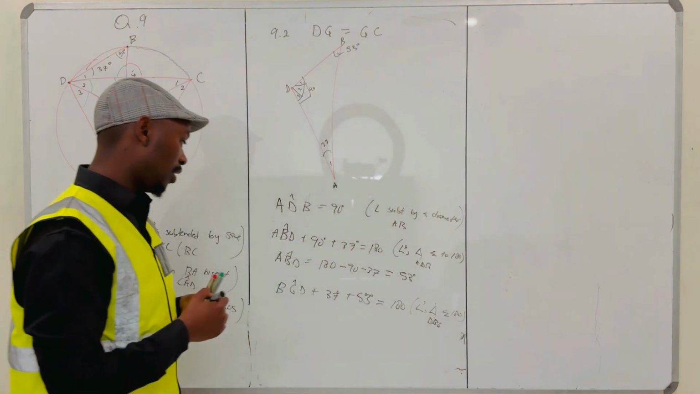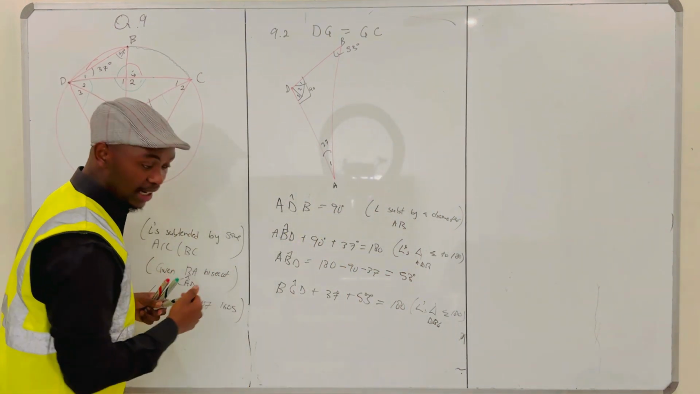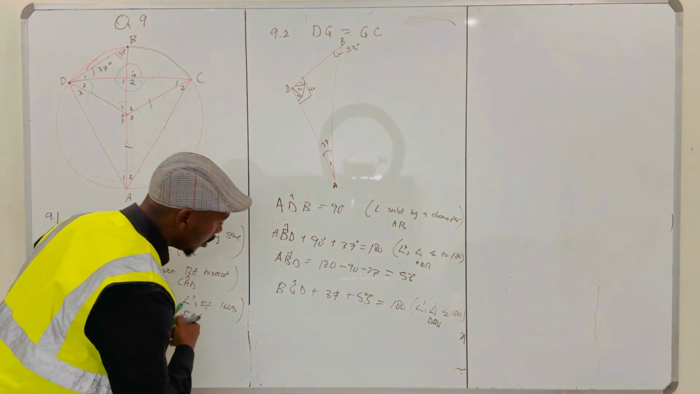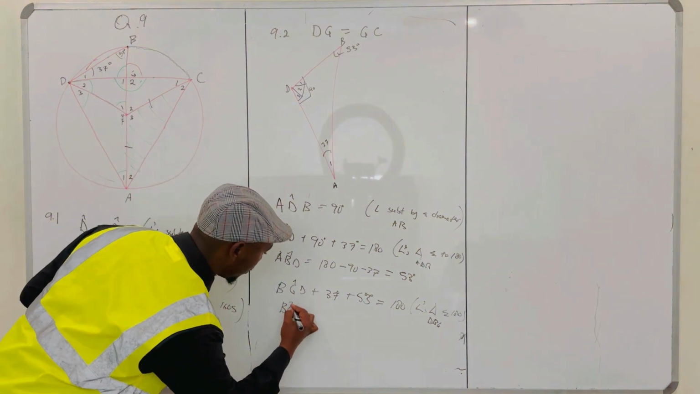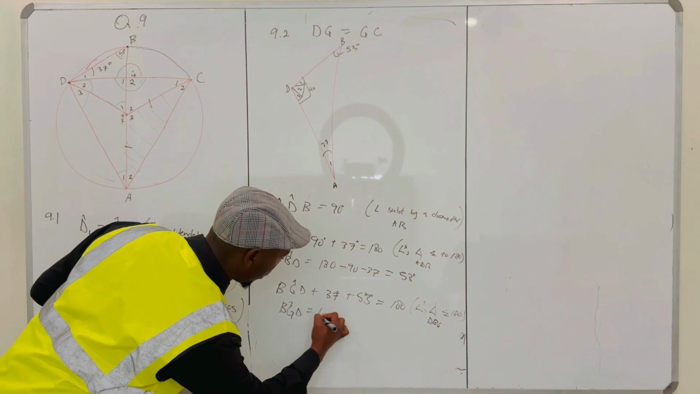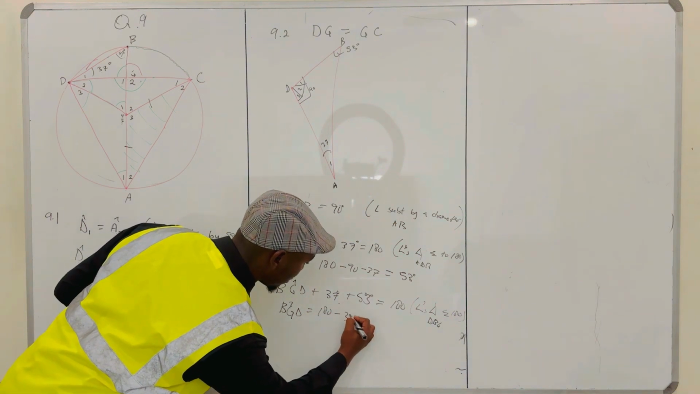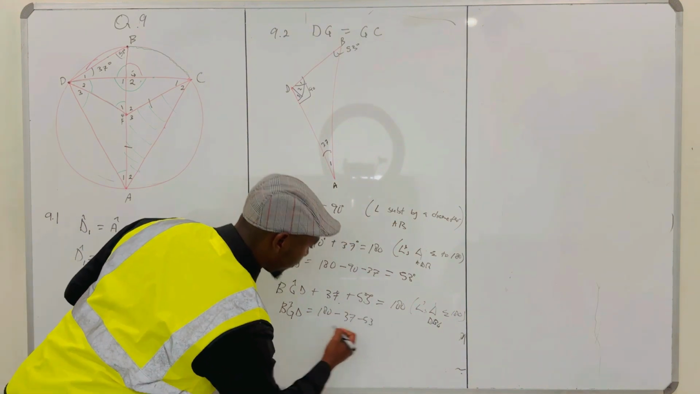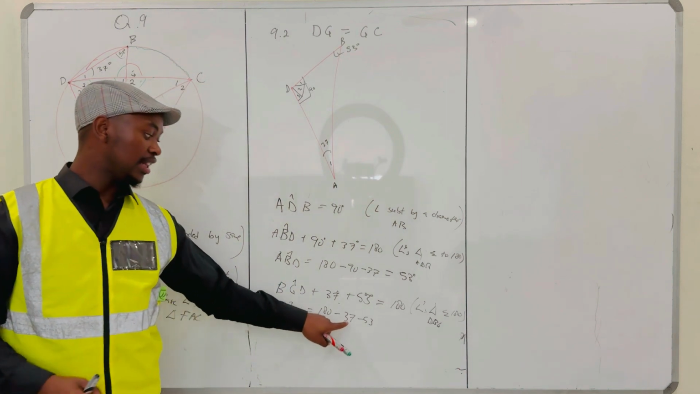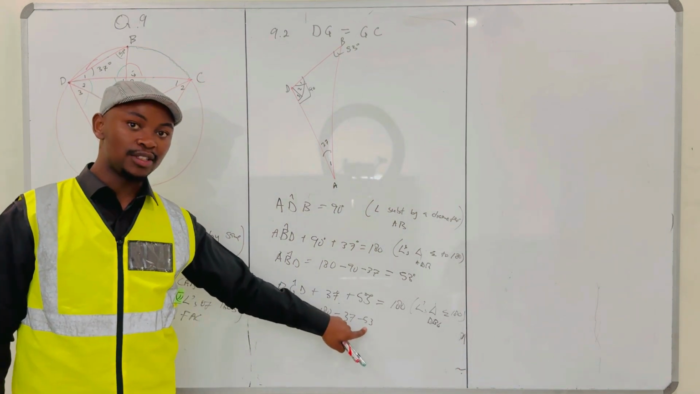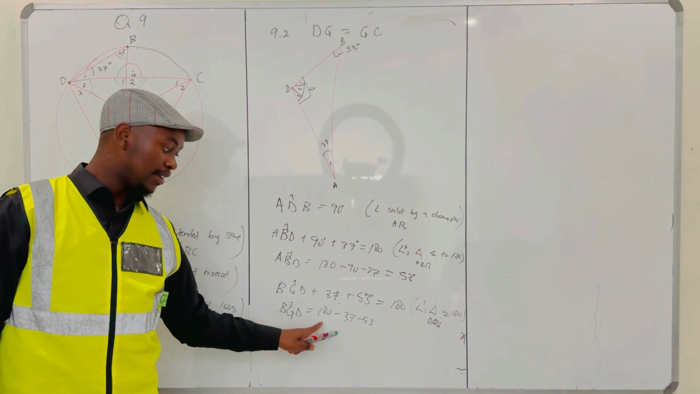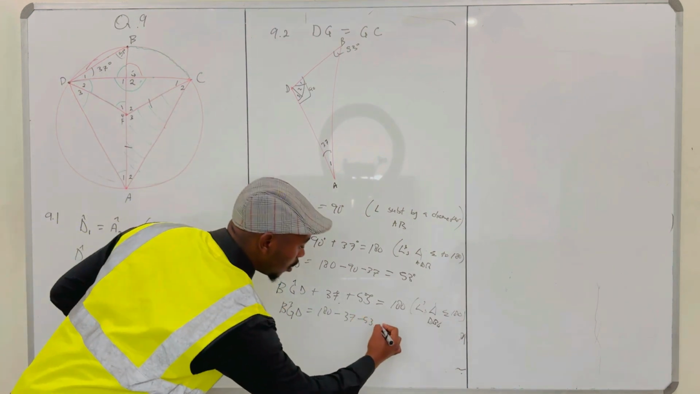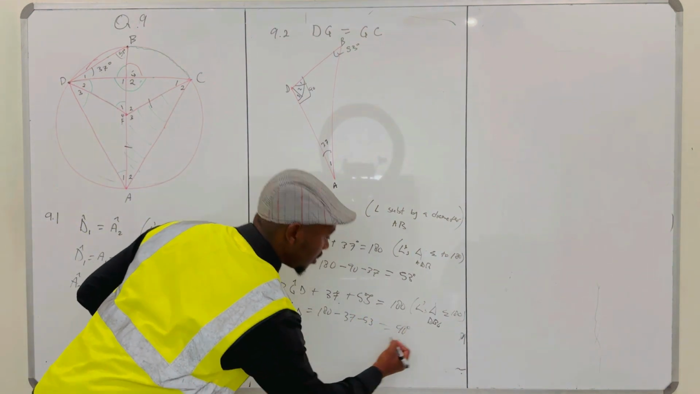Alright. So we can solve here for this angle. Angle BGD is equal to 180 degrees minus 37 minus 53. You can already tell here that 37 degrees plus 53 is equal to 90 degrees. Subtract that from 180, this is equal to 90 degrees.